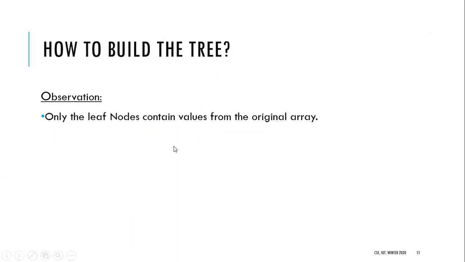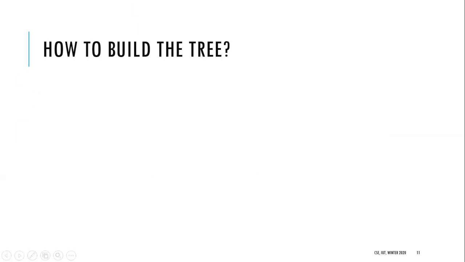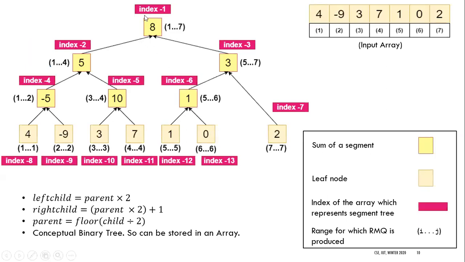Okay, so that's observation number 1. Another thing is, all the intermediate nodes will be the result of the query of its left and right subtree. As I said, the root node, how did I get the root node? We find out the result of the query for the left child and the result of the query for the right child. So it's 5 and 3, so together it makes 8.